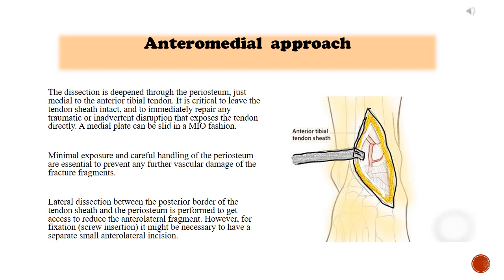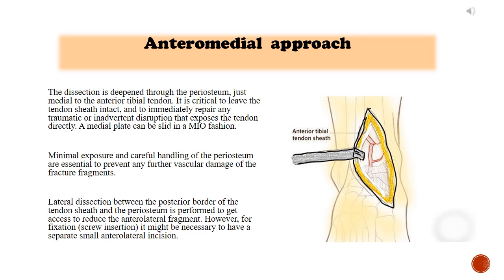The dissection is deepened through the periosteum, just medial to the anterior tibial tendon. It is critical to leave the tendon sheath intact and to immediately repair any traumatic or inadvertent disruption that exposes the tendon directly. A medial plate can be slid in submuscularly. Minimal exposure and careful handling of the periosteum are essential to prevent any further vascular damage of the fracture fragments.